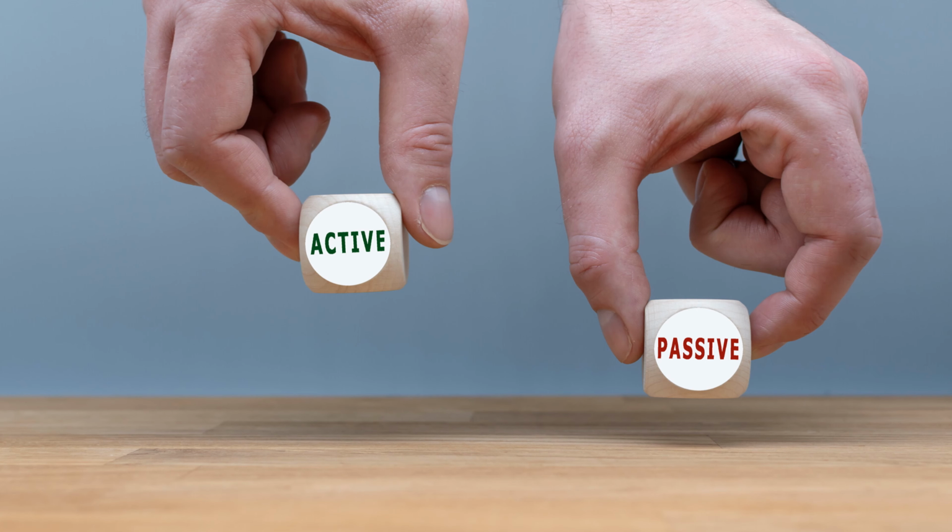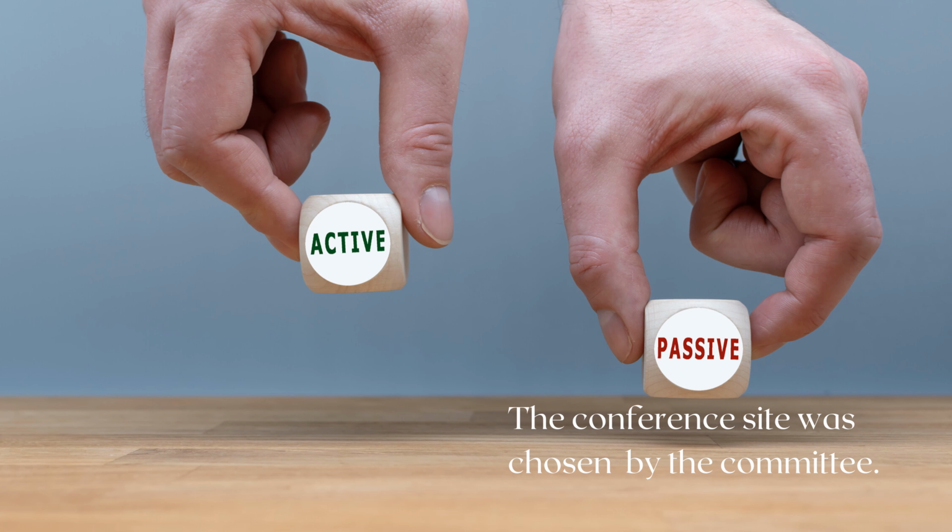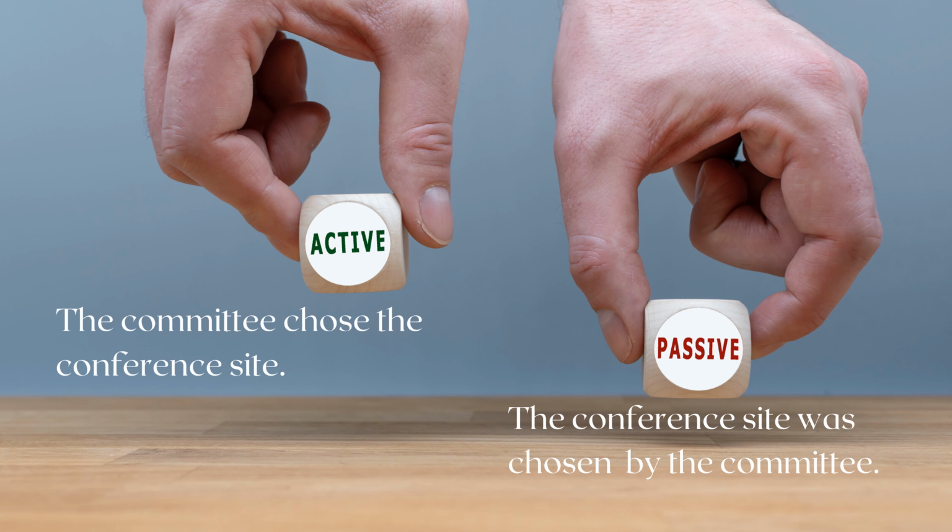Sometimes a passive voice sentence buries the agent for the action in a prepositional phrase instead of putting it in the subject slot. "The conference site was chosen by the committee" is passive because site is both the subject of "was chosen" and also the object. It is the thing that was chosen. The reader is left wondering who did the choosing until the very end of the sentence in the prepositional phrase "by the committee." In the active voice, the sentence clearly depicts a committee choosing a site.